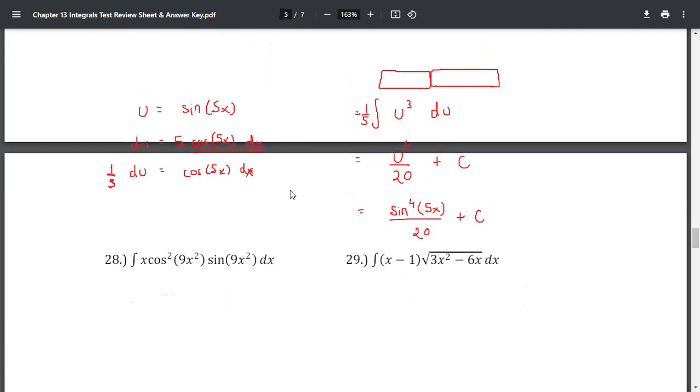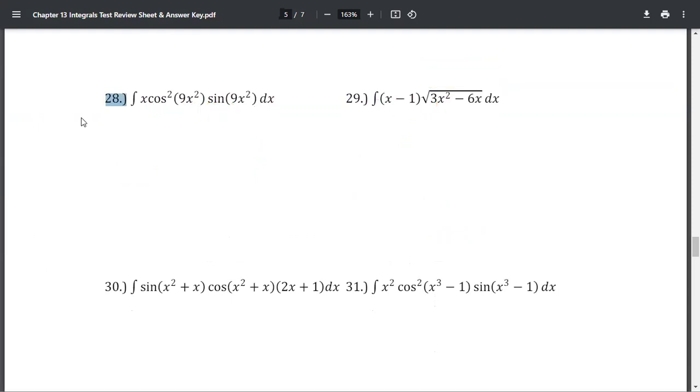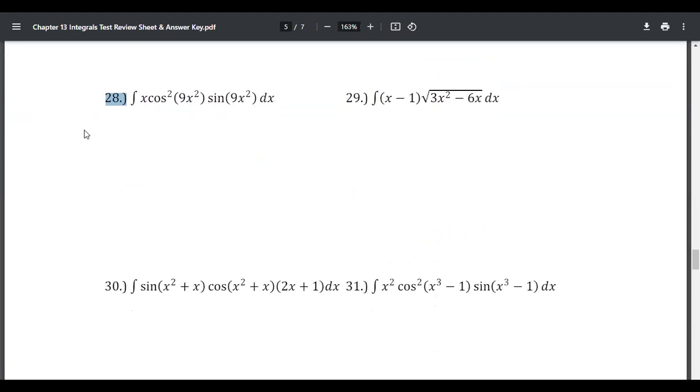Okay. Let's see. Do you want to do 28? Sure, looks fun. Okay, what is your u? My u should be cos of 9x squared, right? Yeah, okay. And then the du of that should be negative sine, but then what about the chain rule?